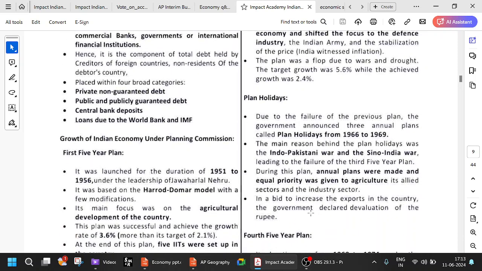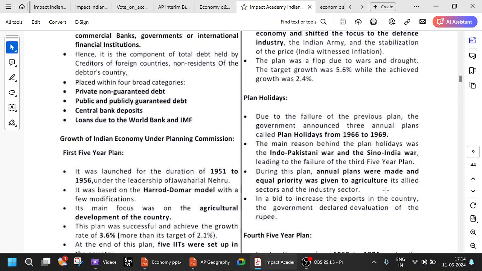And then there was a plan holiday after this and three annual plans, because of these wars. The main reason was the Indo-Pakistani War and the Indo-China War. Because of that, 1966 to 69 there were annual plans, and priority was given to agriculture and industry also. So, in a bid to increase the exports in the country, the government declared devaluation of the rupee. So, when did the devaluation happen? It happened during these annual plans.